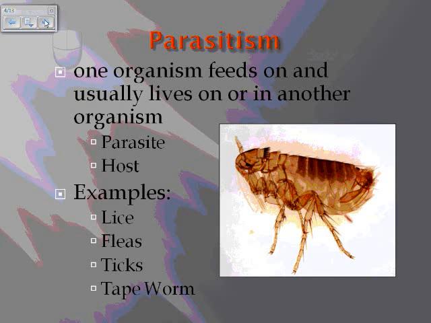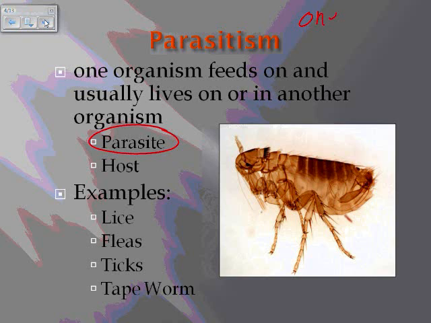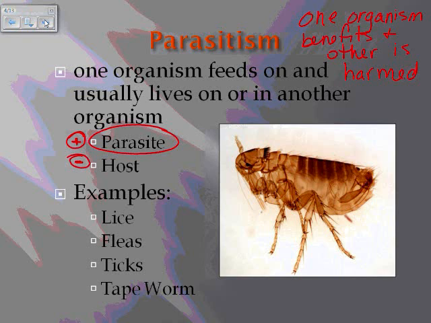Parasitism. I'm guessing parasitism is familiar because of the word parasite. And that's exactly what parasitism is. This is when there's a parasite that's living in or on a host organism. In the case of parasitism, we say that one organism benefits and the other is harmed. This is positive for the parasite, but negative for the host organism. Some examples being lice, fleas, ticks, tapeworms, and there are a wide variety of other parasitic organisms that exist.